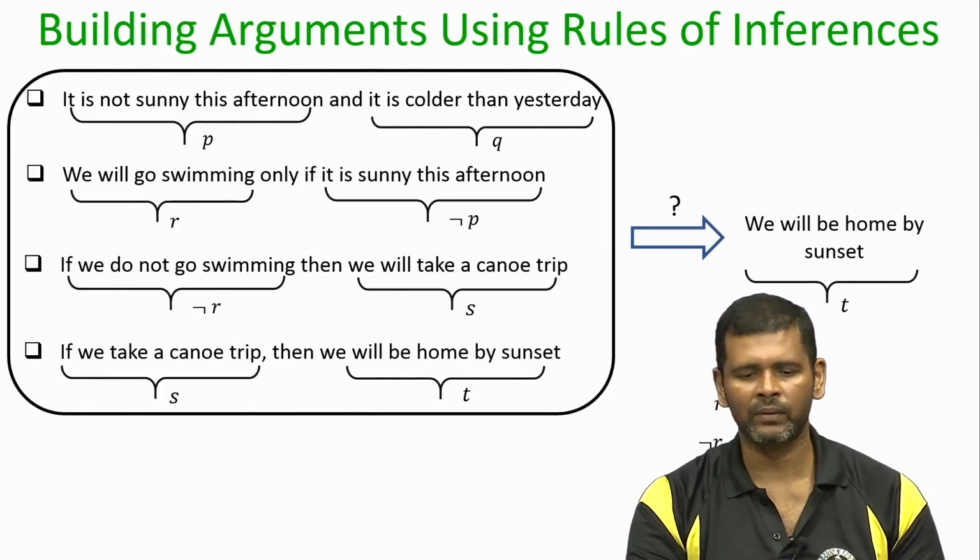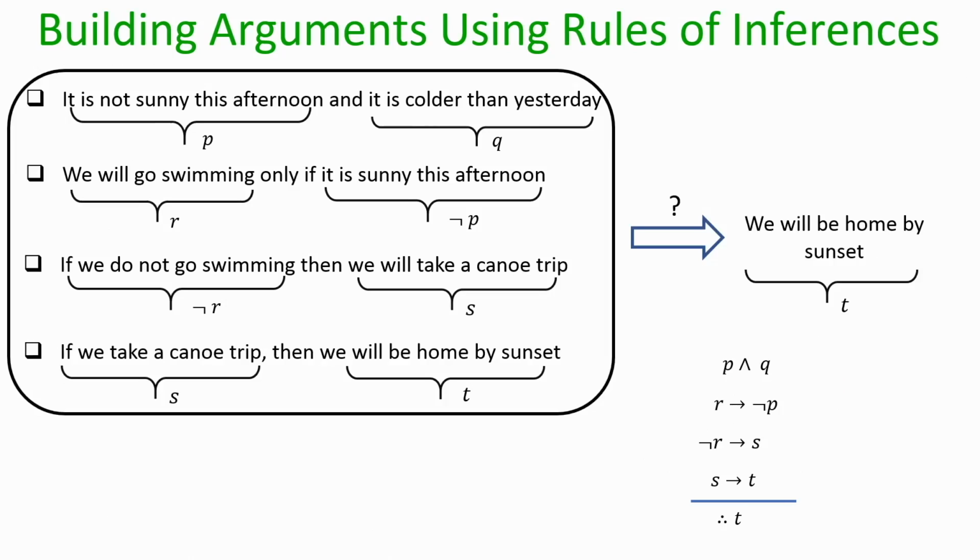Now, I have to write down the abstract argument form. What is the first statement? It is not sunny this afternoon and it is colder than yesterday. So, we have an occurrence of and here, right. So, that is why it is P conjunction Q.